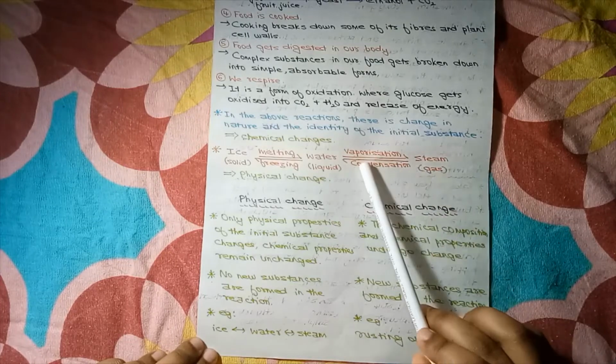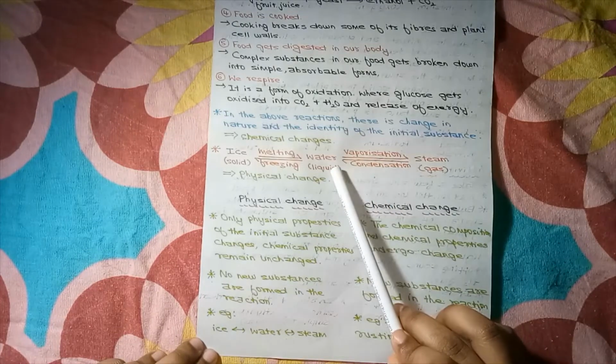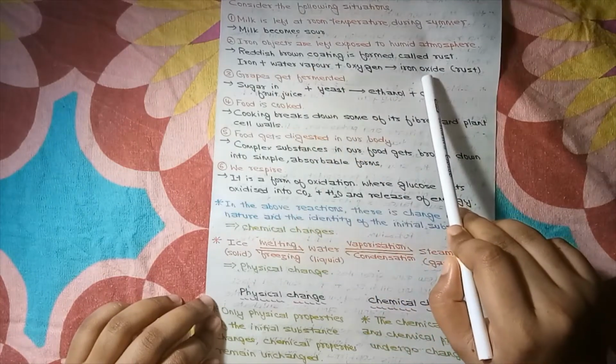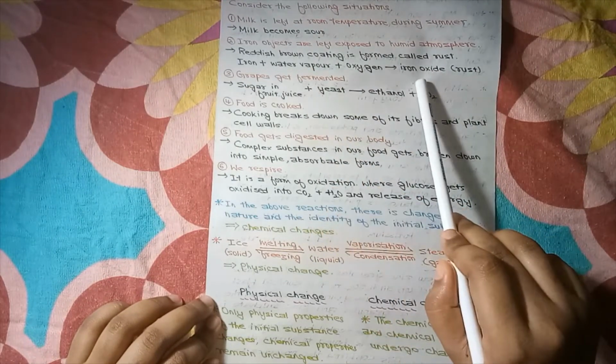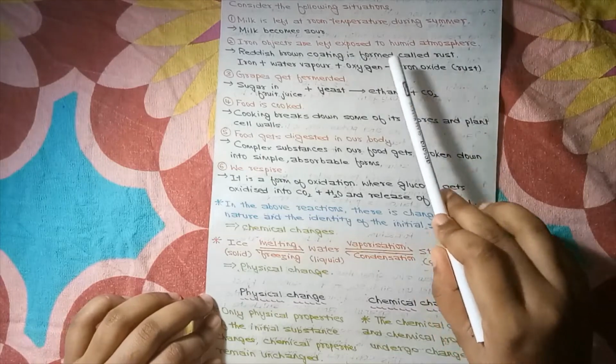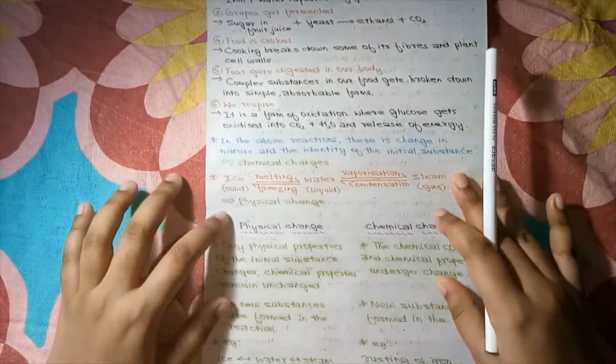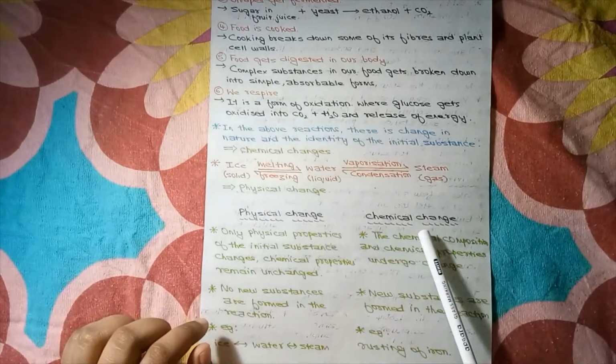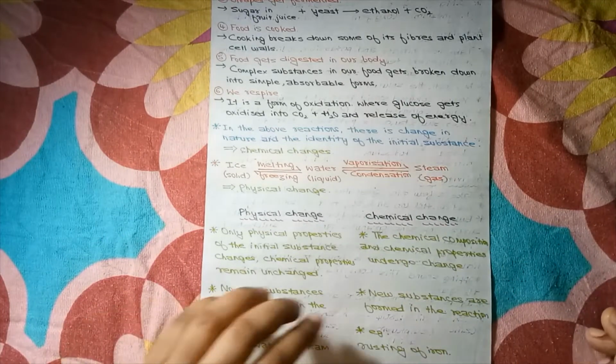Okay, and therefore it is a physical change. But whereas here iron is converted into iron oxide, so there is a new substance formed, which is iron oxide, and therefore it is a chemical change. So this is a basic difference between physical change and chemical change.